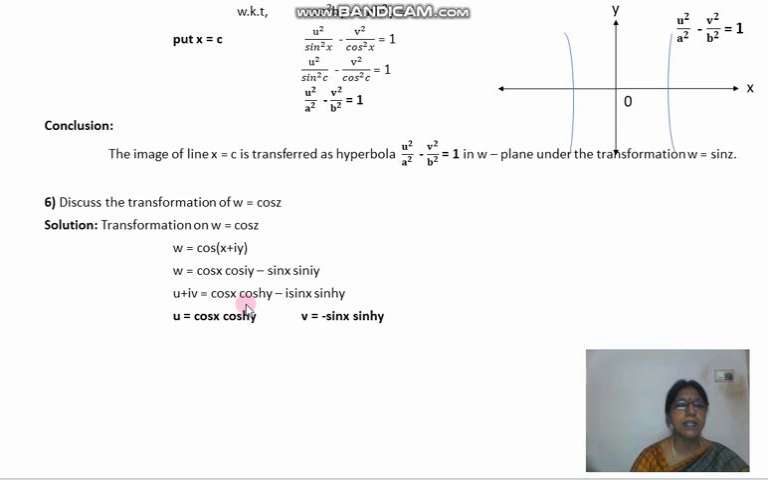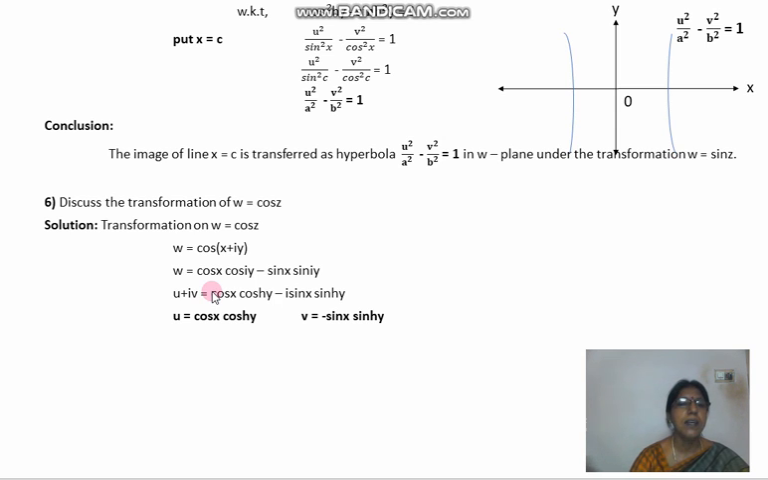Now we get an equation. In LHS, the real part is U. In RHS, the real part is cos x cosh y. So equate the real parts. We get U is equal to cos x cosh y. Similarly, equate the imaginary parts. V is equal to minus sin x sinh y. So from this transformation, we get the UV values. This is only what we have given in the problem.